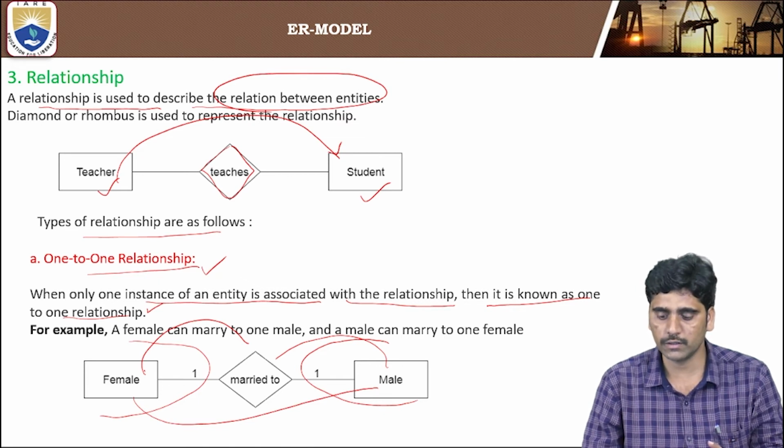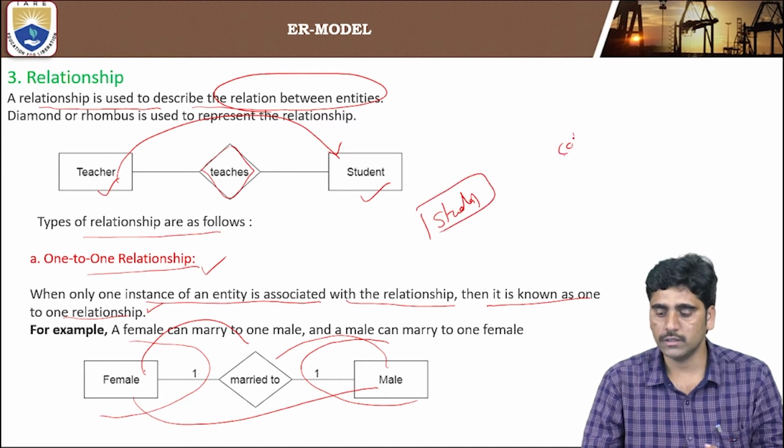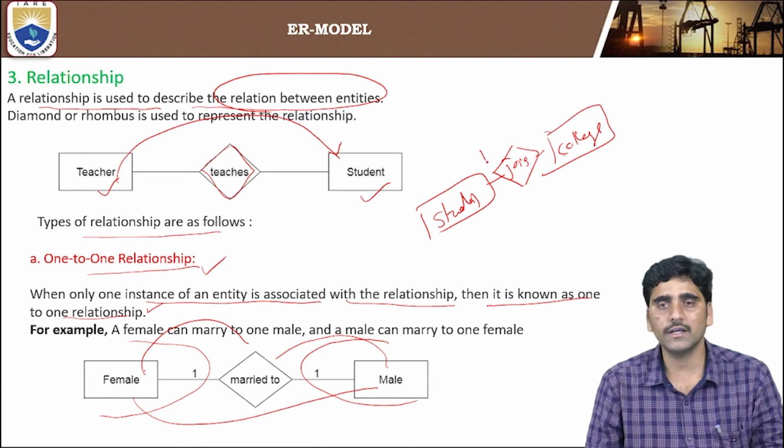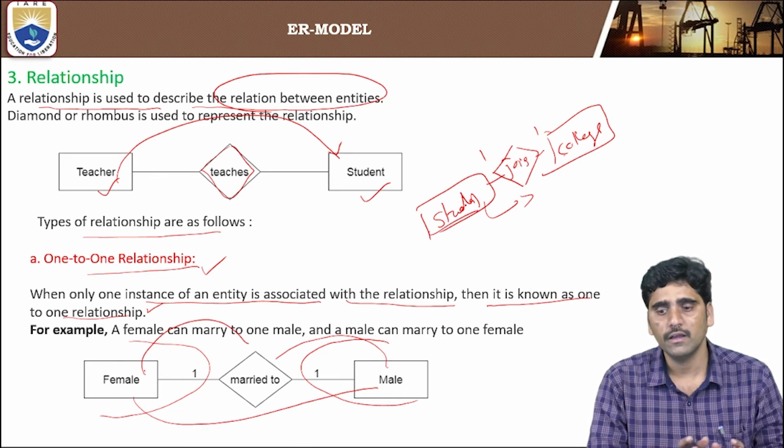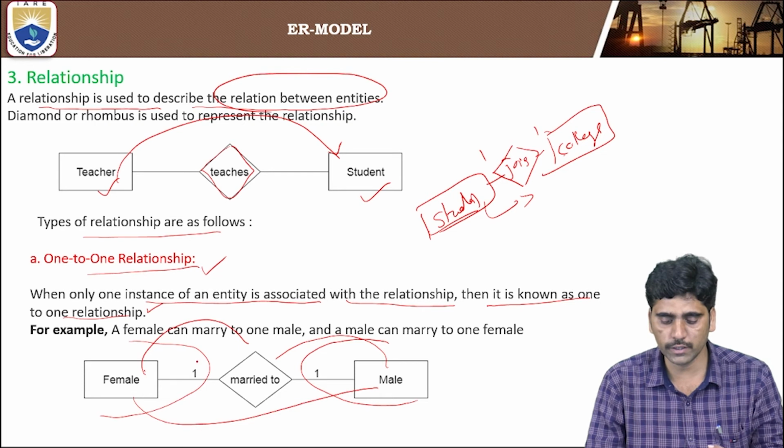Similarly, you can take student and college. Student is one entity, and college is one entity. Student joins college. Here the relationship is joins. So one student joins one college, and one college is joined by one student. Only one student can join one college, right? So that is nothing but only one instance from the left side and one instance from the right side. We have to indicate this instance.